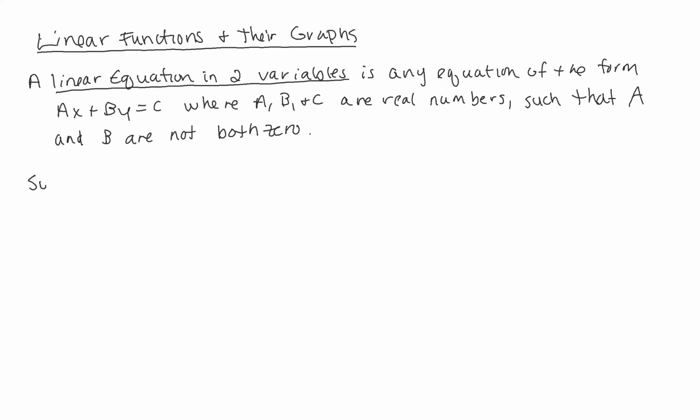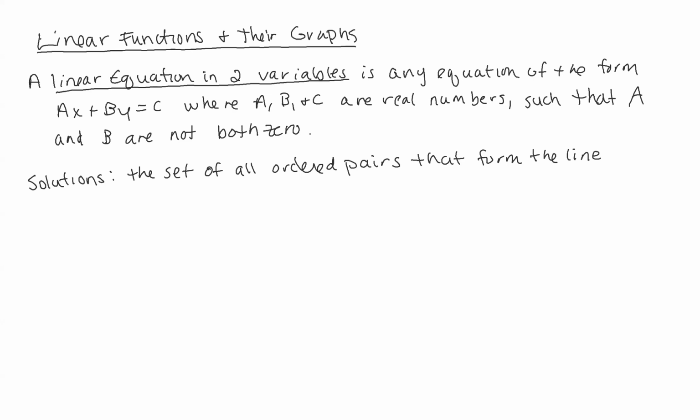Now solutions. We already know what solutions to equations in 2 variables are, but let's get specific about lines. Solutions to these equations will be the set of all ordered pairs that form the line. Generally speaking, we would say the solution is the set of all ordered pairs that make the equation true, and that's still the case. But when you're dealing with linear equations, those points that make the equation true happen to be all of those ordered pair points that form the line, okay? For that reason, there are infinitely many solutions.